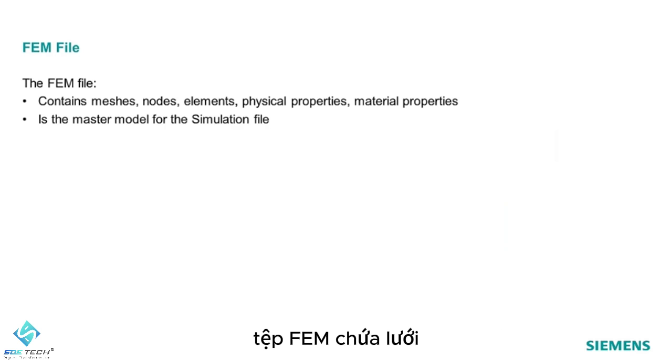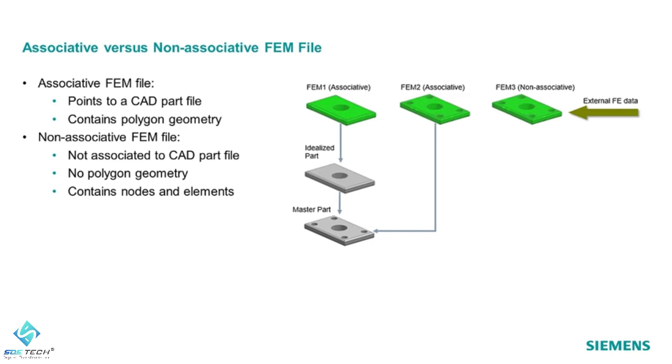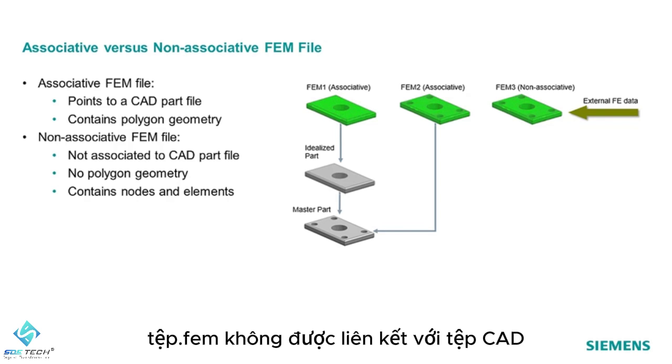The FEM file contains meshes, nodes, elements, physical properties, and material properties. It is the master model for the simulation file. There are two types of FEM files. The associative FEM file contains a pointer to a CAD part file, and it contains polygon geometry that is used for meshing. The non-associative FEM file is not associated with the CAD part file.